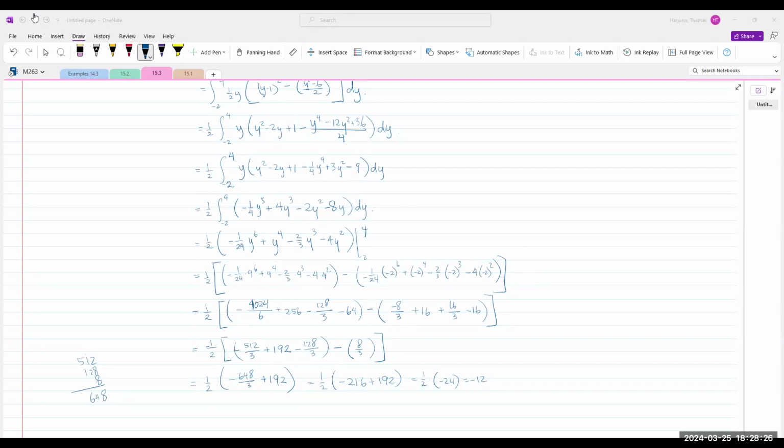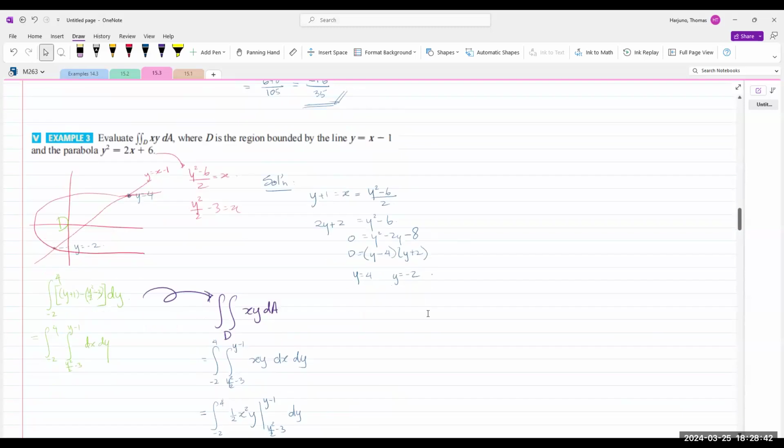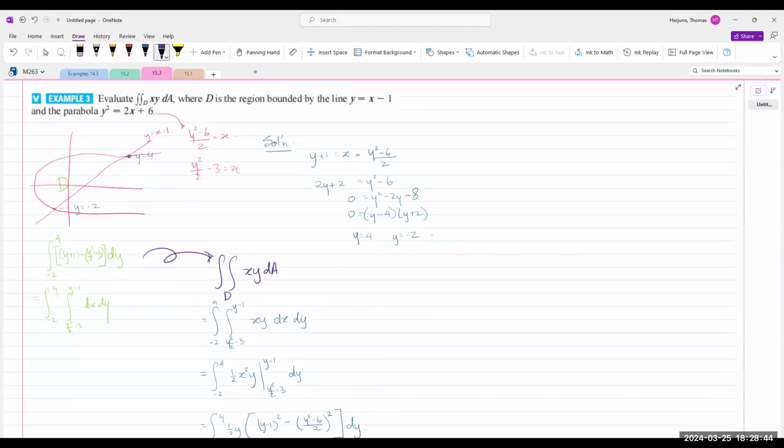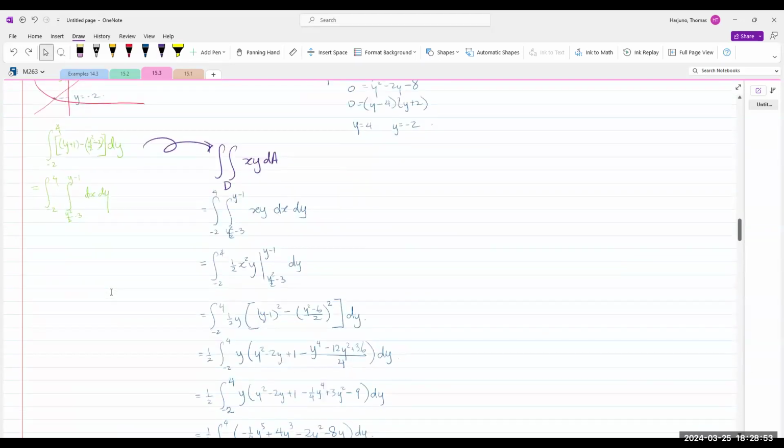Where did I compute it incorrectly? Let me look back. I see my mistake. I start from here. Duh. See, I made a mistake here. It is supposed to be y plus 1. Duh. Dang. My bad. Let me fix it. I'm sorry. So plus 1 here. It should be plus here.